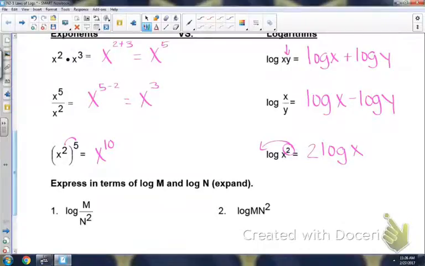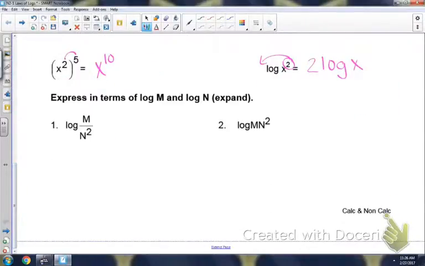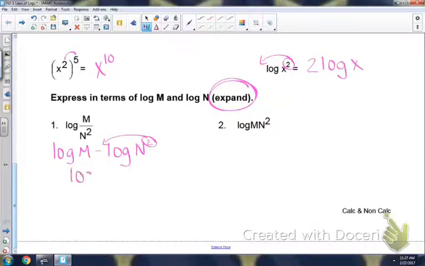Alright, so now we're going to use these laws. It says express in terms of log of m and log of n. What that means is expand, which means write it in multiple logs. So we're wanting to expand it. Okay? So notice we're dividing on number 1, so we're going to break it up by subtracting. So log of the top, which is m, minus log of the denominator, which is n squared. And then once you get to that point, when you're expanding, make sure that you put that exponent in front. So that would be log of m minus 2 log of n, and that would be our answer.